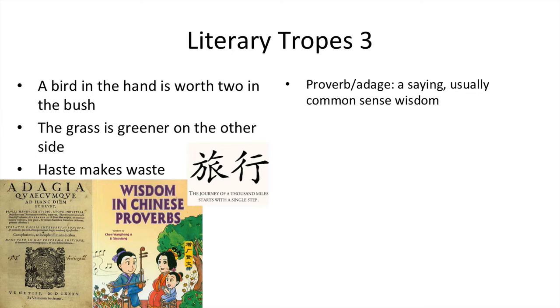A proverb, sometimes also called an adage, or in more simple terms, a saying, is something that is supposed to convey common sense wisdom. You know, proverbs like a bird in the hand is worth two in the bush, the grass is greener on the other side. These are proverbs supposed to convey some common sense wisdom. It can be very old.